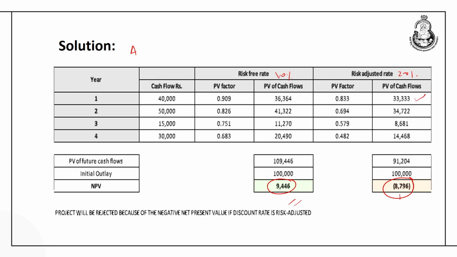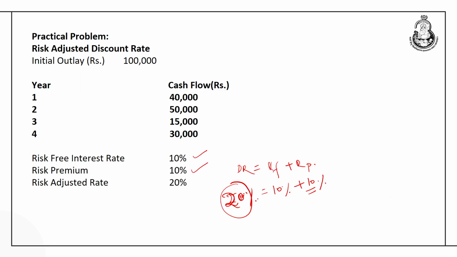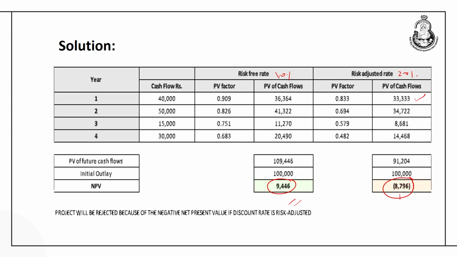Let us repeat the solution of the project. This is the solution for this problem, and we could very well understand how the difference on account of risk can alter the decision of the management. So, the project is not going to be selected by the management. Is it clear to everyone? I hope. The process is the same as that of calculating the NPV.